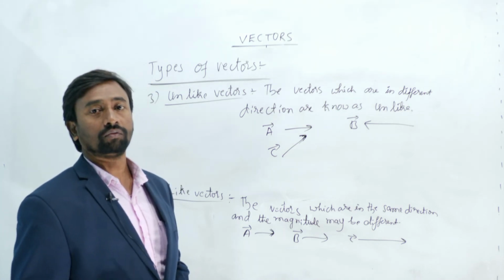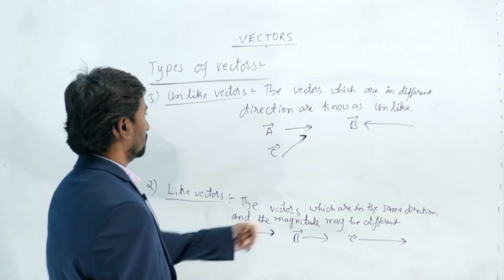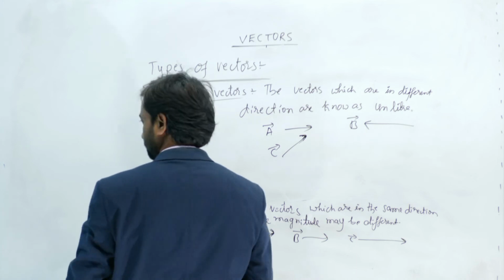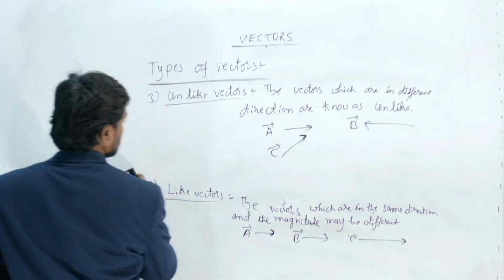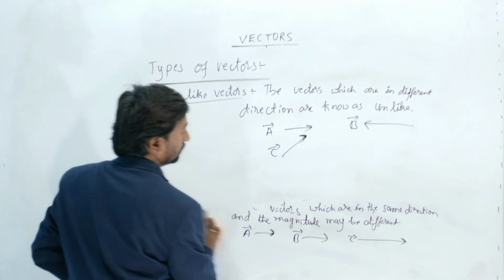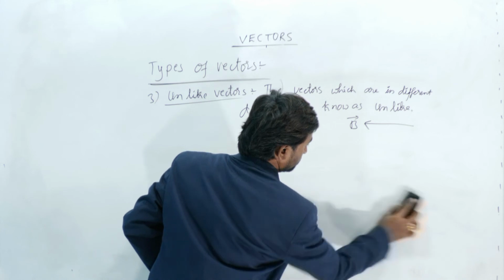Next we have equal vectors. The next type of vector is the equal vector.